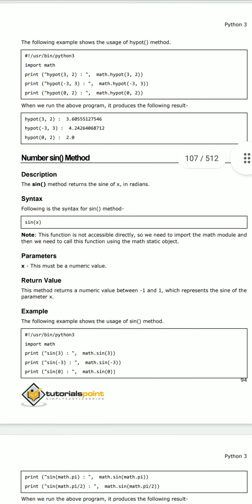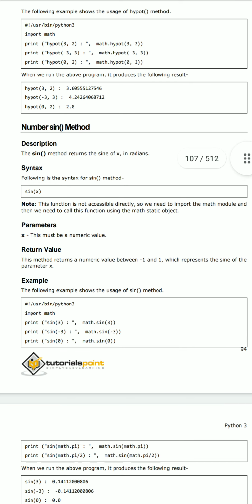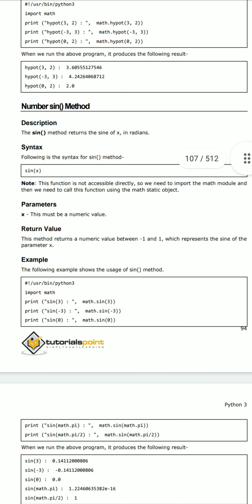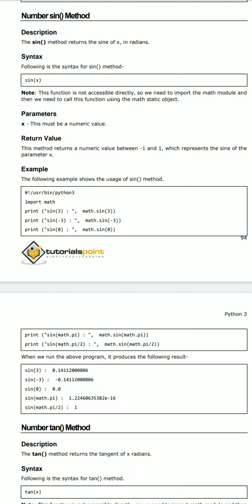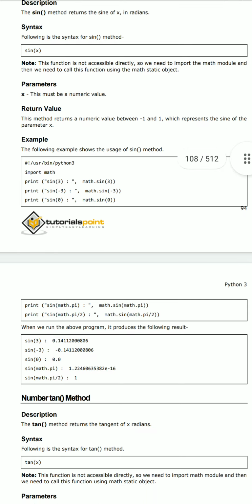And next we have the sine method. What is the sine value of x in radians? Here x must be a numerical value. It returns values in the range -1 to 1. In the same manner as the cosine of 3, I am calculating the value for sine of 3. I don't know the exact value of sine 3. By calling this method, I can get the exact value for sine of 3, which is 0.14. And sine of 0 is 0, and sine of 3.14 would be the value given as output. So here is the value.